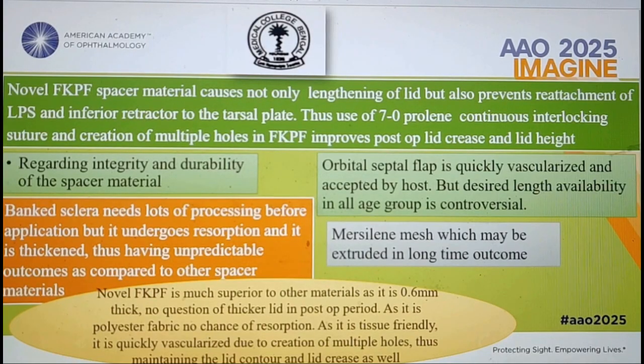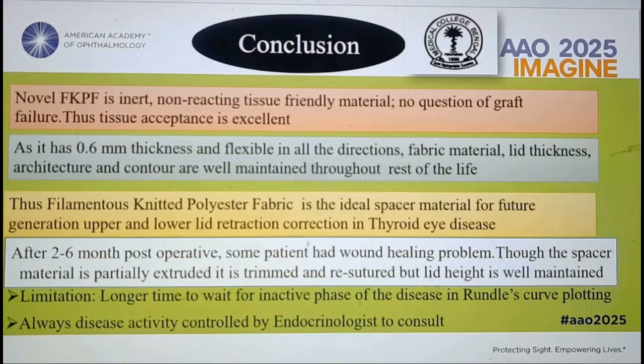Merchant mesh may cause extrusion. Novel FKPF is much superior to other materials. It is 0.6 mm thick, so there is no question of thickening in the post-op period. As it is polyester fabric, there is no chance of resorption. As it is tissue friendly, it is quickly vascularized due to the creation of multiple holes, thus maintaining the lid contour and lid crease as well.